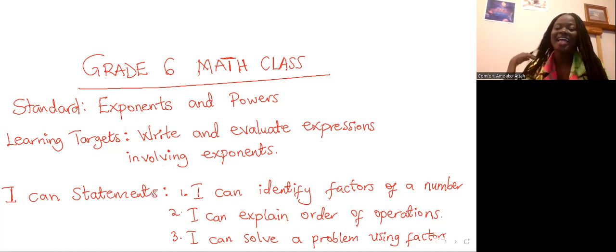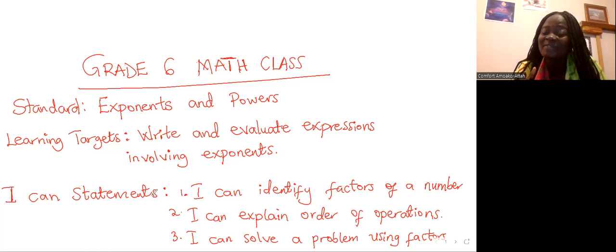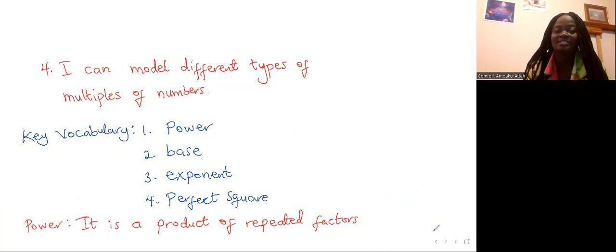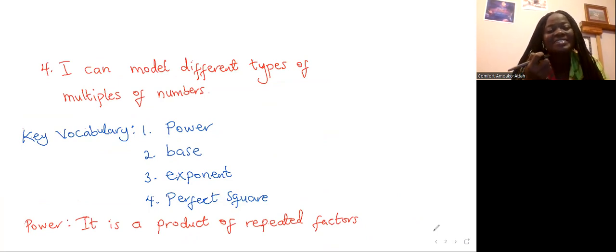Good. Now let's look at our I can statements. 1. I can identify factors of a number. 2. I can explain order of operations. 3. I can solve a problem using factors. And 4. I can model different types of multiples of numbers. And these are our I can statements.